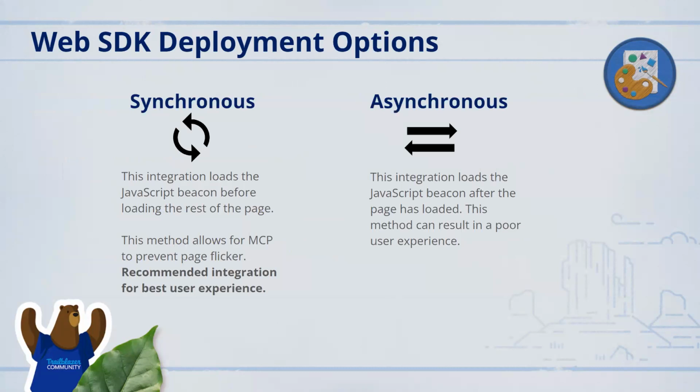There are two web SDK deployment options: the synchronous integration and the asynchronous integration. The synchronous integration loads the beacon before the rest of the page. This integration is recommended for the best user experience, as it prevents page flicker. The asynchronous integration option loads the beacon after the page has loaded, which can result in page flicker and a poor user experience.